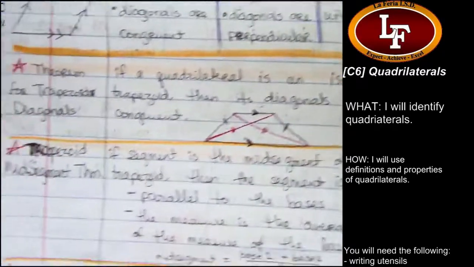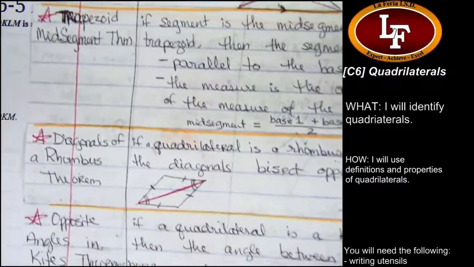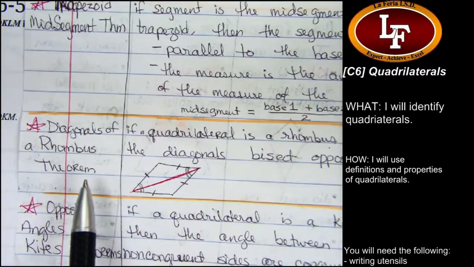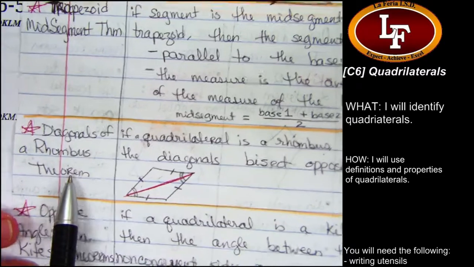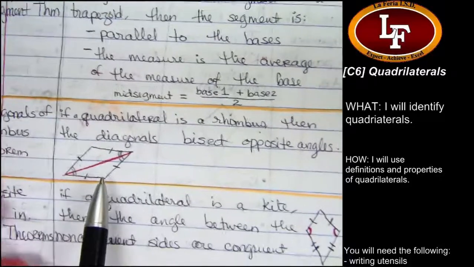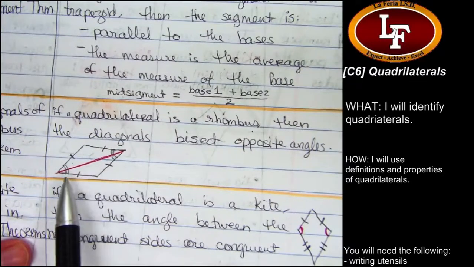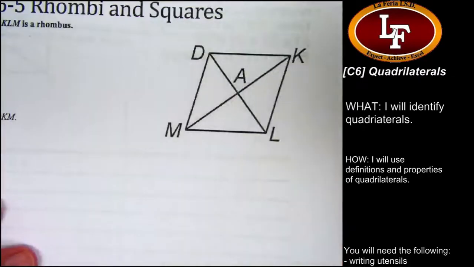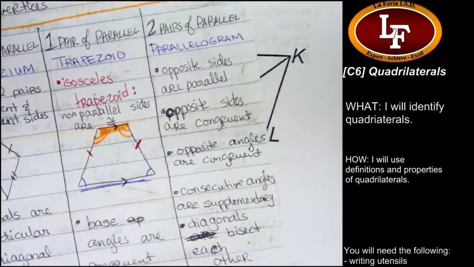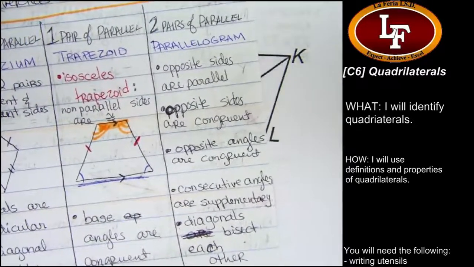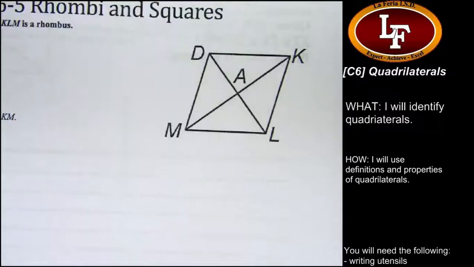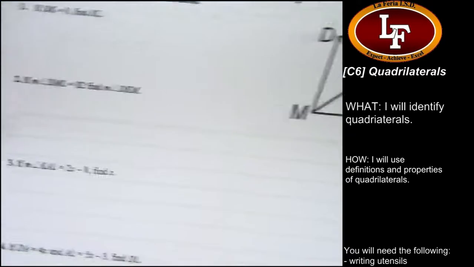Looking through our new theorems, we find that the rhombus has a theorem. This is the diagonals of a rhombus theorem, which states that if we have a rhombus, then the diagonals are going to bisect opposite angles. So you end up with something that looks a little bit like that picture right there. All of that could come into play along with our properties of parallelograms, because rhombi and squares are all parallelograms.